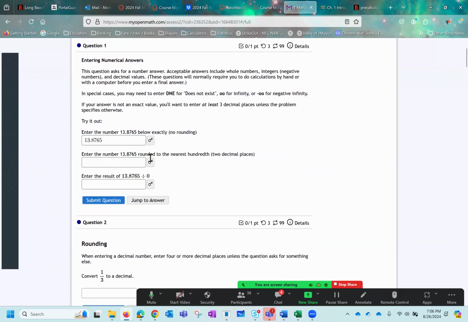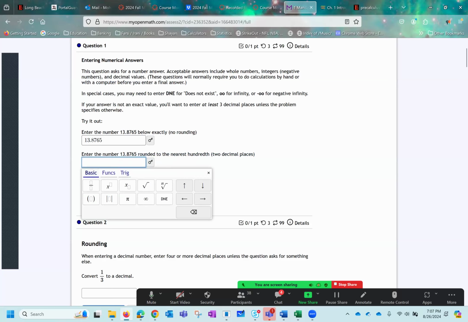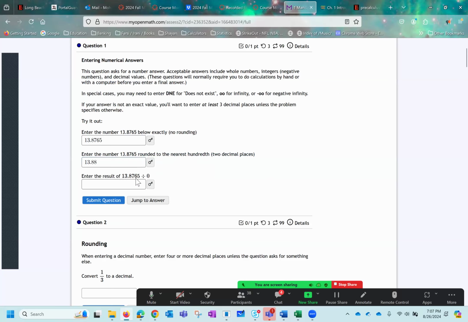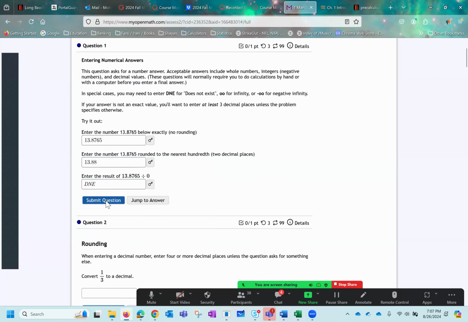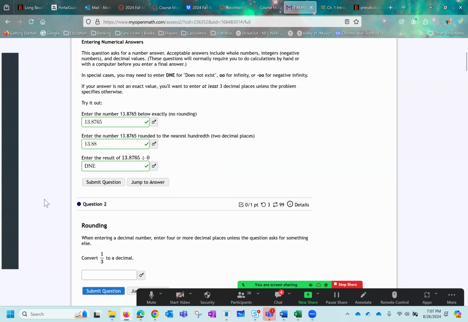The next one, I put the number, but round it to the nearest hundredths. That means 7, and next to the 6 goes up. So I'm going to put 13.8. The 7 either remains or goes up, because next to the 6, it goes up to 8. Can I divide by 0? The answer is no. It's undefined. They don't have it here. They have DNE, does not exist, and that works. Submit the question. The check mark shows that we got full credit for that question.